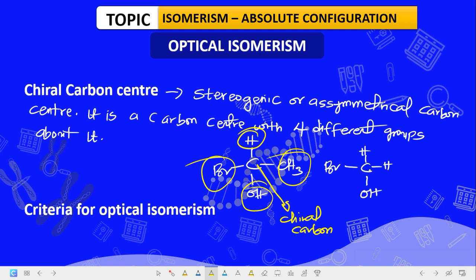Now, how about this? If you look at this, you have this hydrogen and these hydrogens are the same. So this carbon center is not a chiral carbon center. So a chiral carbon center, which is also called the asymmetrical carbon center, is a carbon center with four different groups about it. In some compounds, like the structure of glucose, there could be more than one chiral carbon center. It doesn't mean that the compound must have just one chiral carbon center.